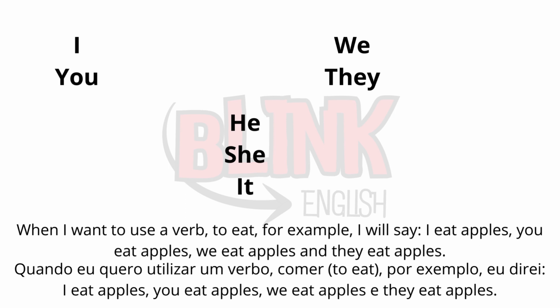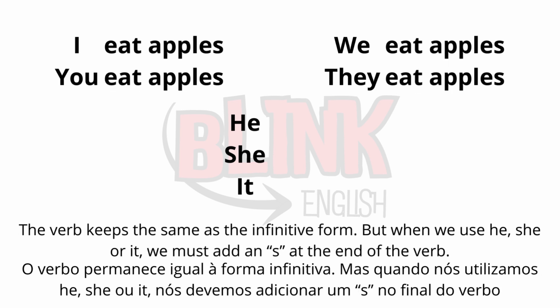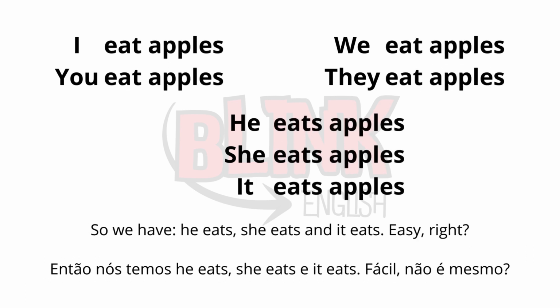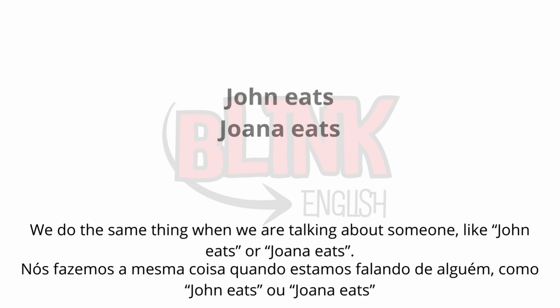When I want to use a verb, to eat, for example, I will say, I eat apples, you eat apples, we eat apples, and they eat apples. The verb keeps the same as the infinitive form, but when we use he, she, or it, we must add an s at the end of the verb. So we have, he eats, she eats, and it eats. Easy, right? We do the same thing when we are talking about someone like John eats or Joanna eats.